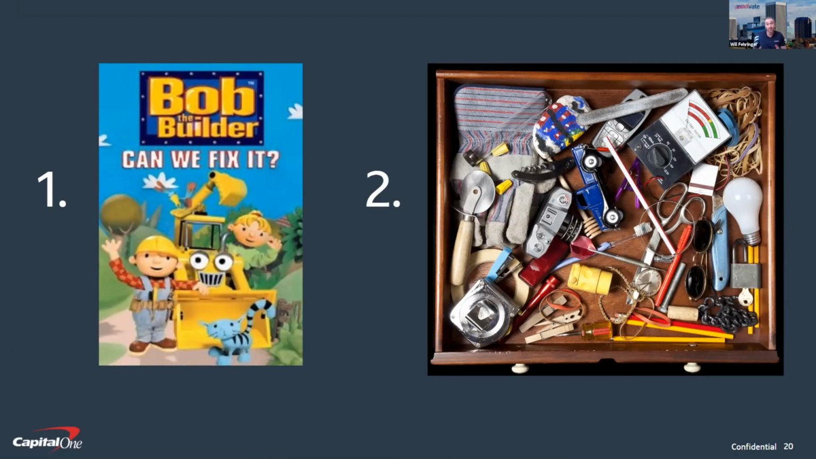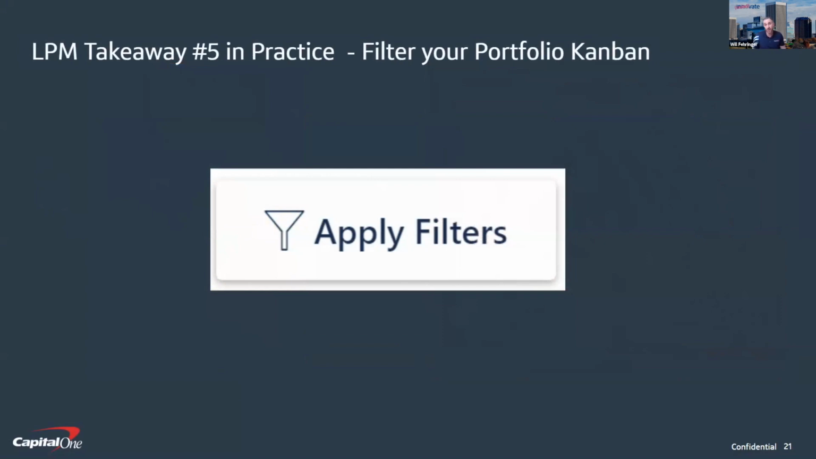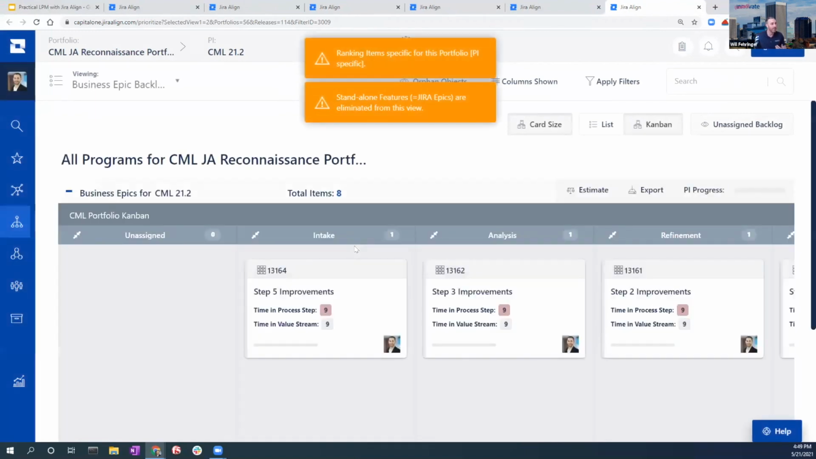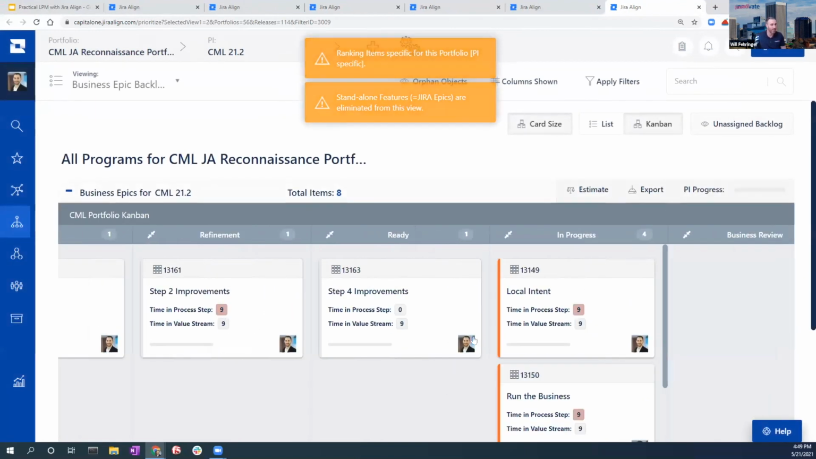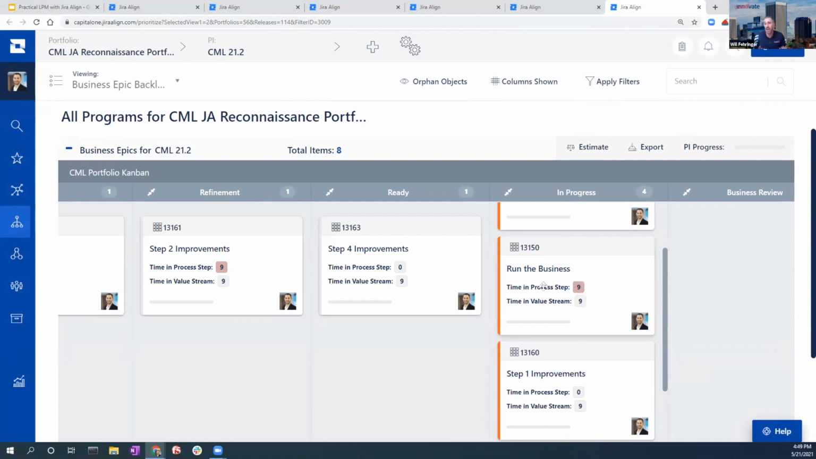And so I teased that idea earlier a little bit in our portfolio Kanban, but this leads to our final LPM takeaway, which is to filter your portfolio Kanban. So let's go back to our portfolio Kanban and show how we can put this into action. So again, there's only a few epics going through here, but 3 of our 4 in-progress epics are unrelated work, or they're not related to achieving our portfolio objectives, our strategic themes, or our enterprise strategy.